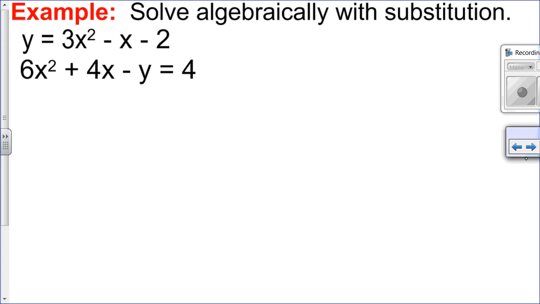So now we're going to do the same thing with a quadratic. But the process is the same. So I want you to pause the video, try this on your own, and then come back and see the solution.